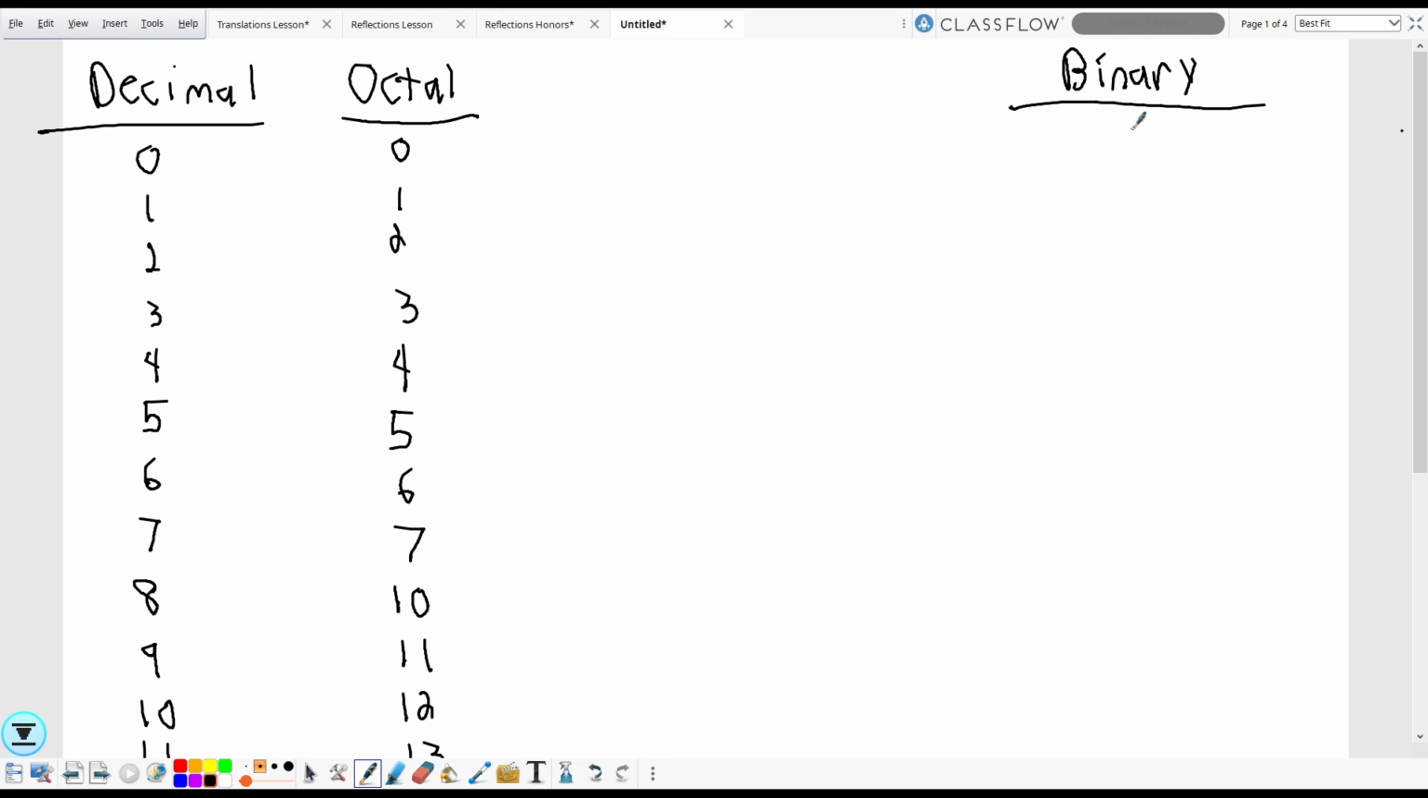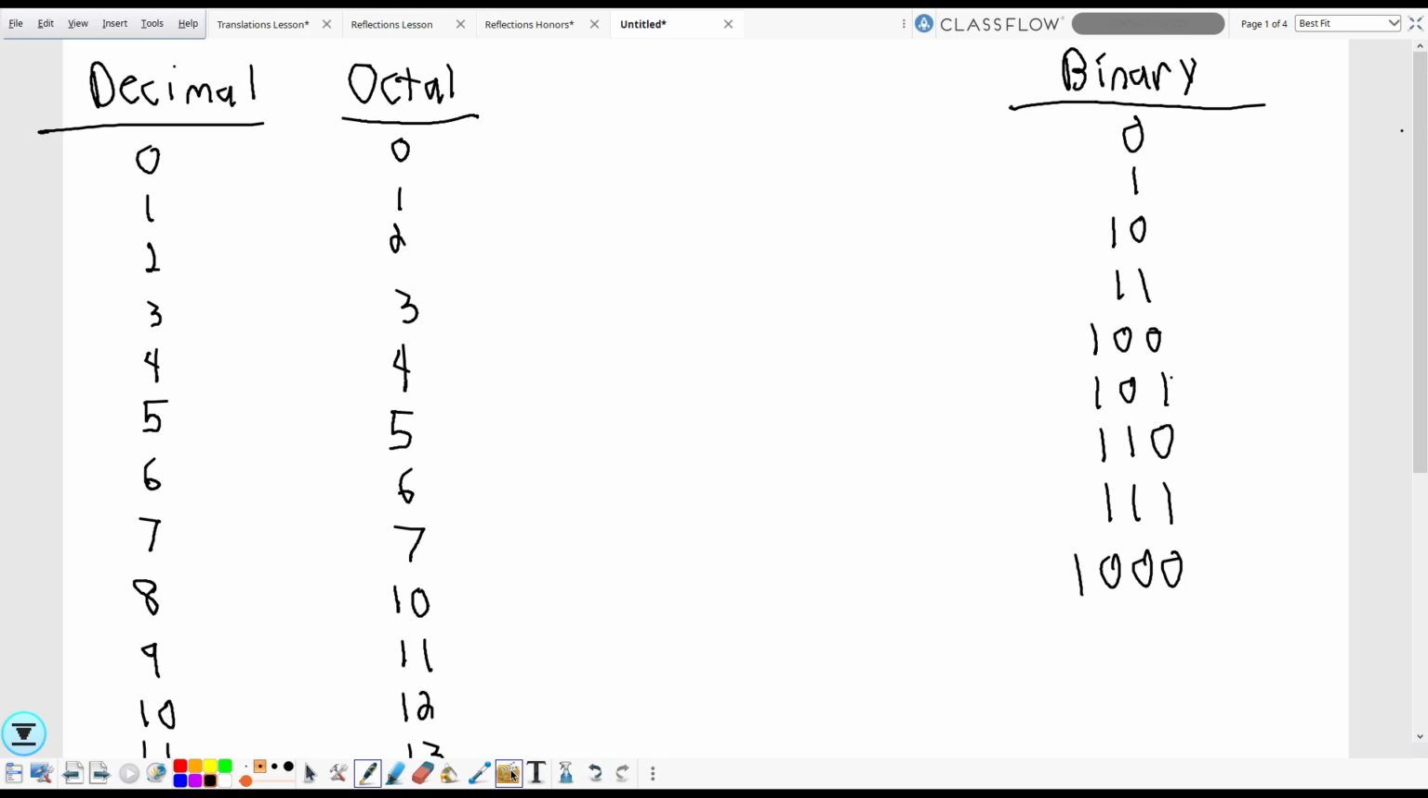0 and 1. So we go 0, 1, 10, 11, 100, 101. I don't know, it's not matching up with the other charts, but you can just count it out and see what I mean, and so on and so on. Base 2, we only have 2 digits.